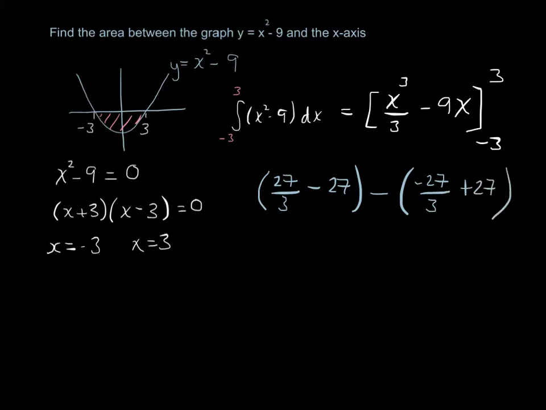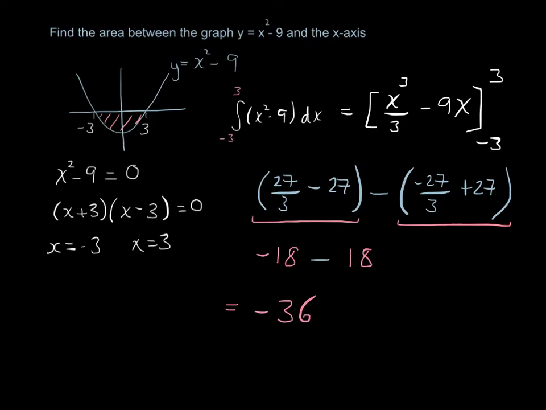And if you work this out, then this bracket, 27 over 3 is 9, so 9 minus 27 is minus 18, minus this bracket, which is minus 9 plus 27, which is just 18. So our final answer is minus 36 units squared.